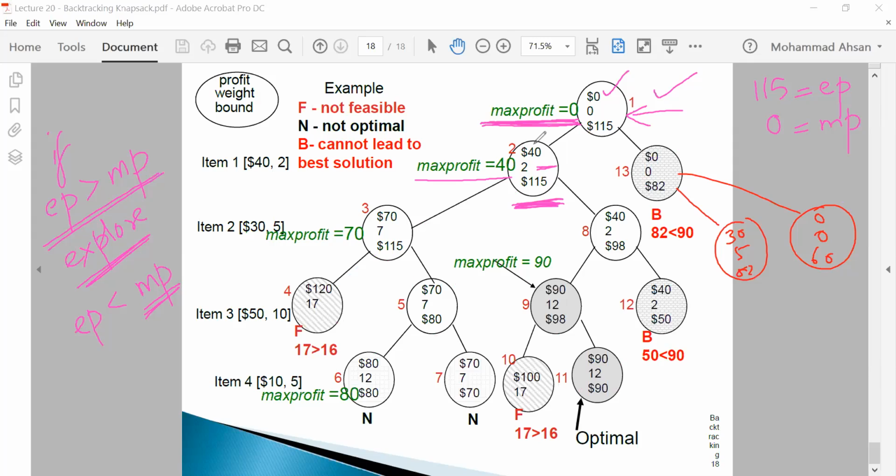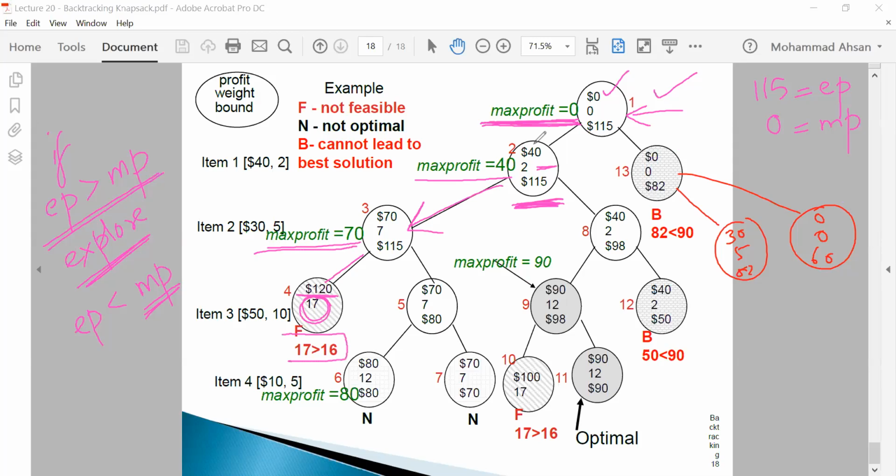So let's go here to the next node. When I pick up, this is all one picking up. When I pick up item number 3, I get a value of 70 total. So I change my max profit to 70 and weight changes to 7 and 15. Then when I pick up the fourth item, my value goes to 120. Obviously, because the weight is going to 17, which is exceeding the limit.